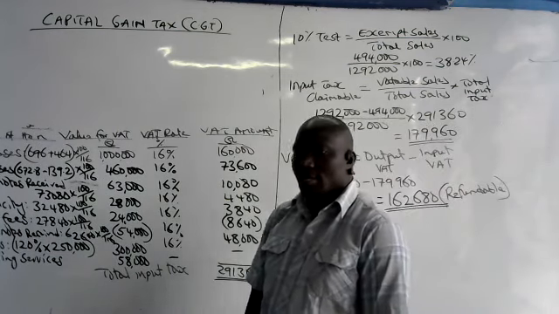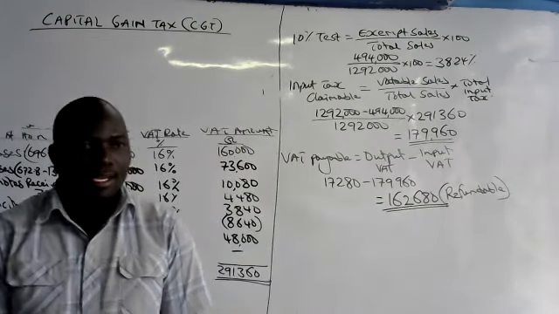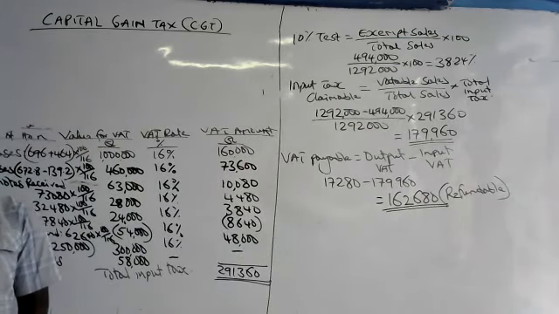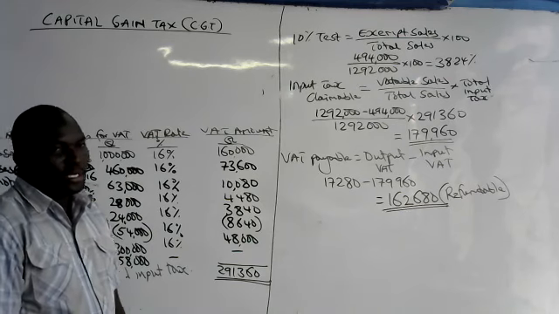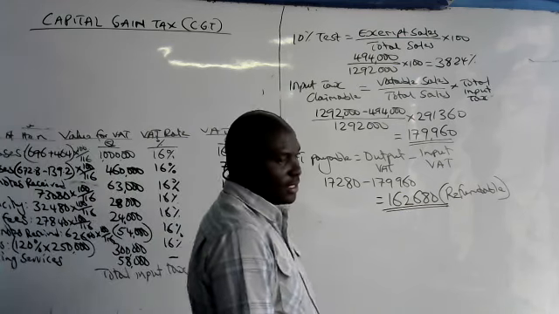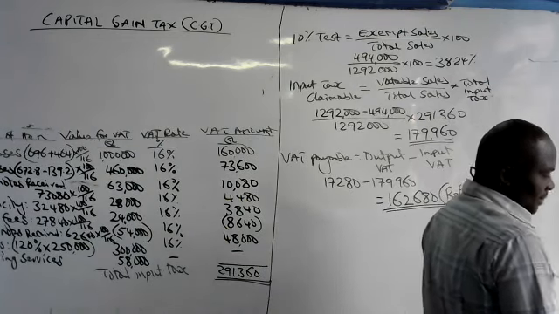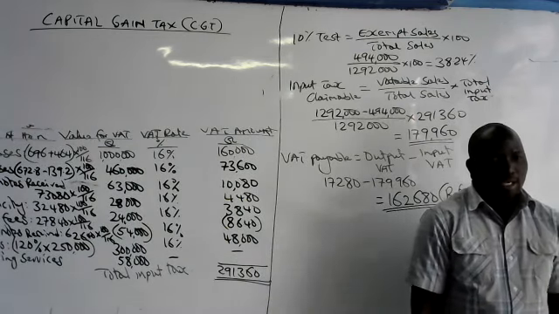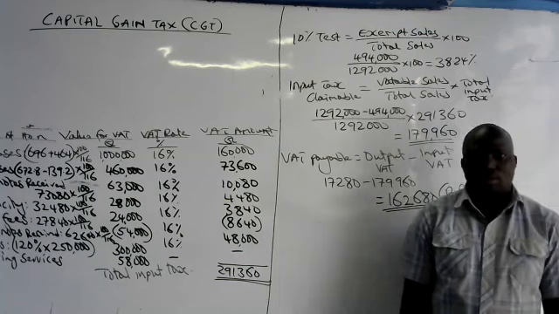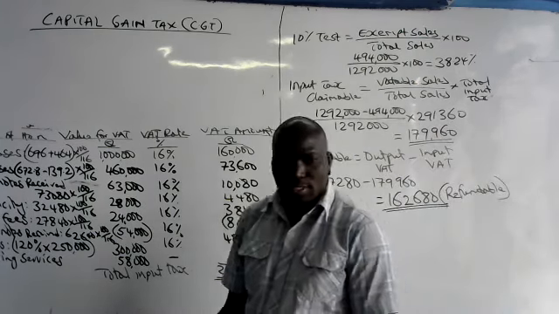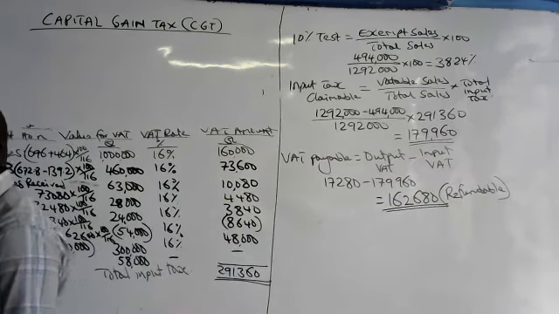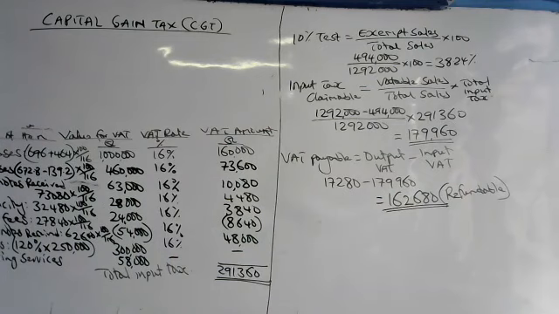buildings, motor vehicles, shares, etc. Shares, share capital, what we call securities. Now it is that part where we say profit on disposal.